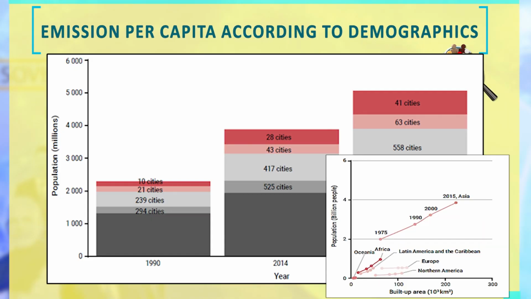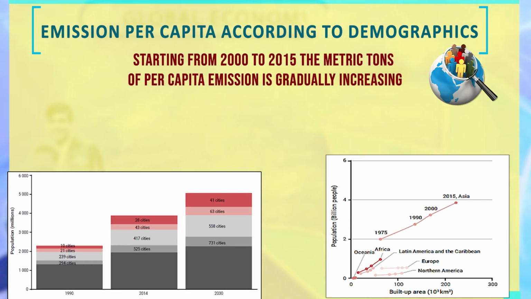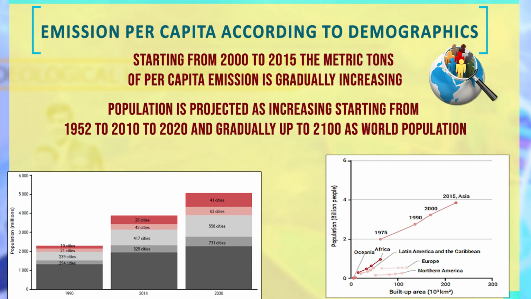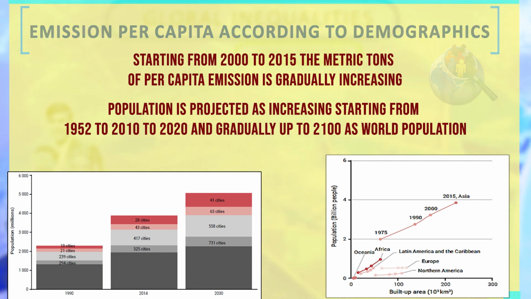Emission per capita according to demographics. You can check here that from 2000 to 2015, the metric tons of per capita emission is gradually increasing. Population is also gradually increasing, from 1950 to 2010, 2020, and up to 2100, the projected world population.